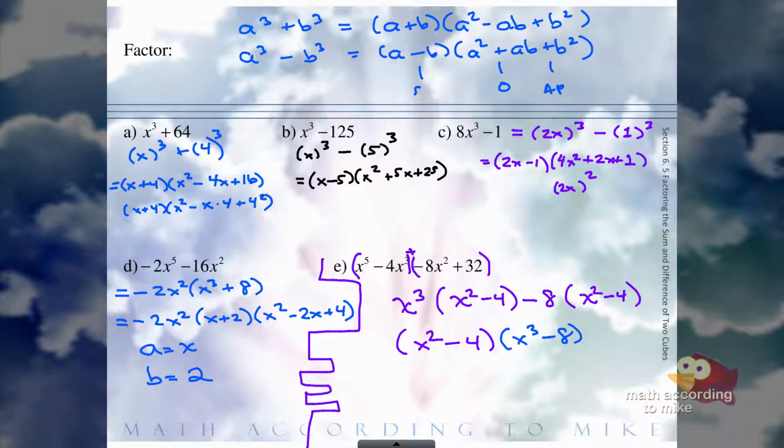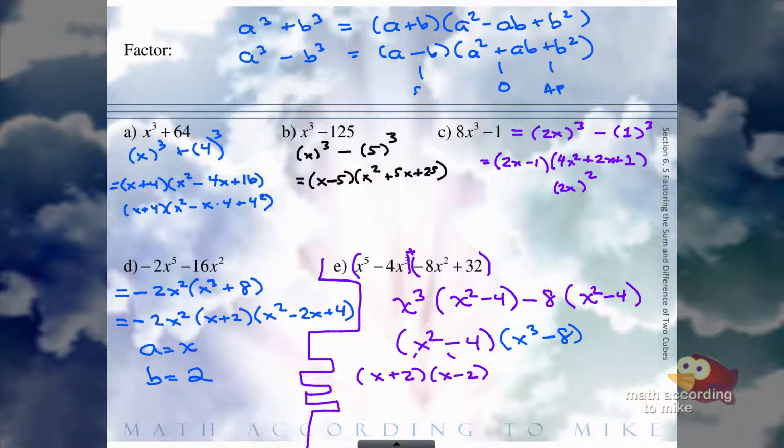Now, I picked a different color there on purpose. What format does x squared minus 4 have? Very good. It's a difference of squares. A plus b, a minus b. So x squared minus 4 factors as x plus 2, x minus 2. That's how that breaks up, because it's a difference of squares.